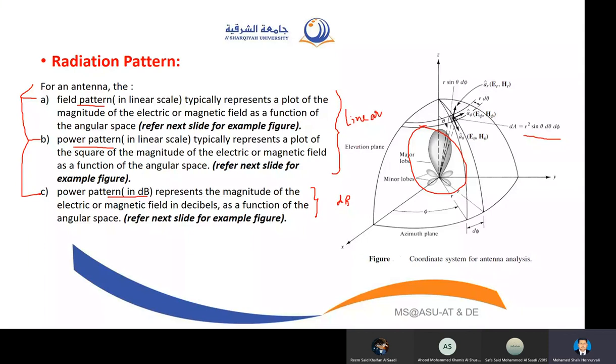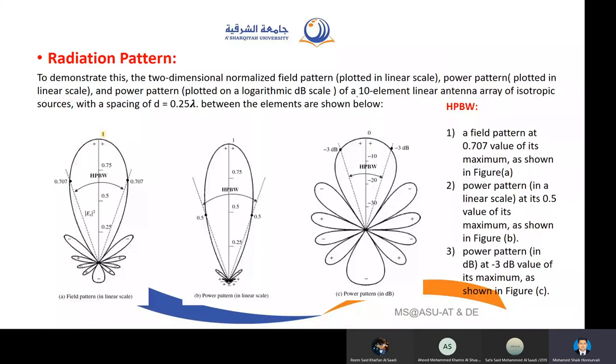For example, this is a 10 element linear array antenna. These are the figures. This is the normalized field pattern of the antenna in linear scale. This is how it looks. If you plot the same in the form of power, power means for every magnitude you multiply by itself, that is, you square it. That is why you see the shape is reduced here, because we square it. The same values for this graph, you just square. That's the output. This one will be known as the power pattern, in linear scale.